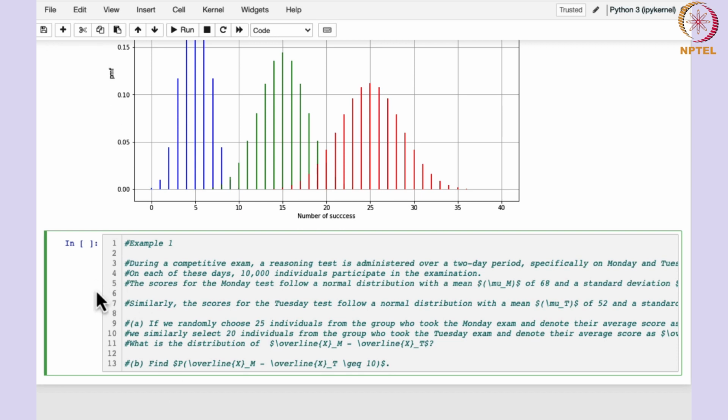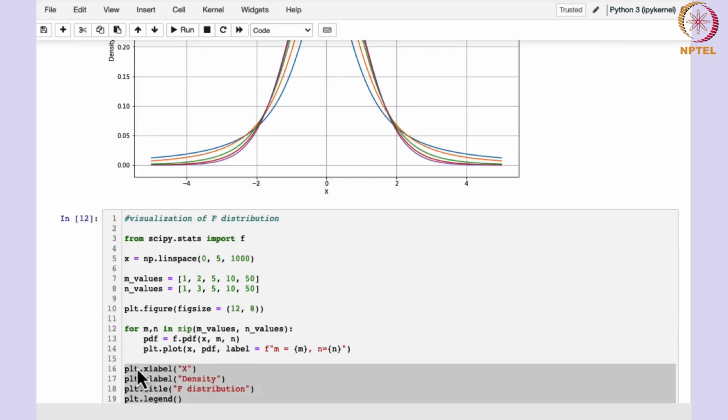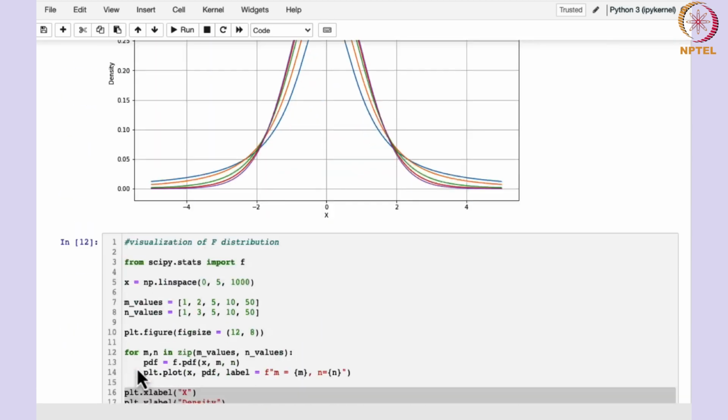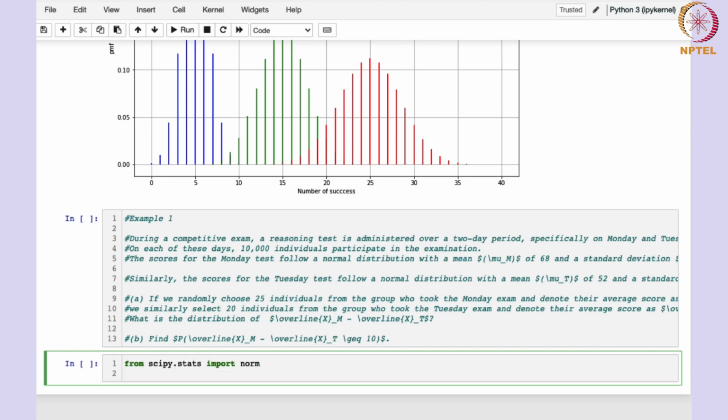If you have to write the code for this and solve this problem, let us see how we can do that. First of all, as you know, we have imported NumPy, and matplotlib is also there. And from scipy.stats, let us see if we have imported the norm function. No, norm we have not imported. So let me just write from scipy.stats import norm. This is used for working with the normal distribution.